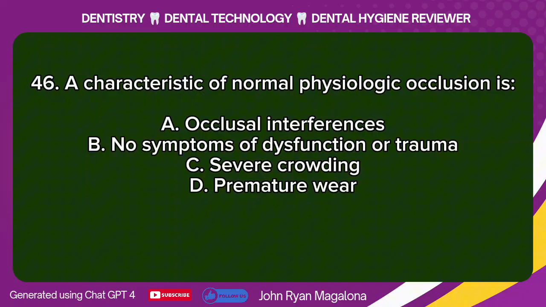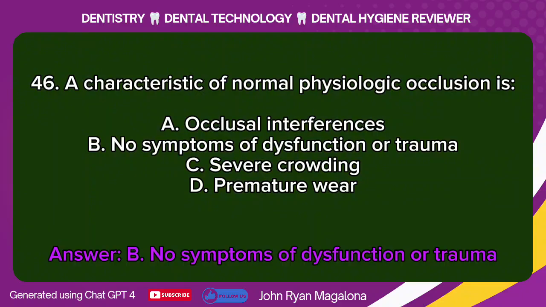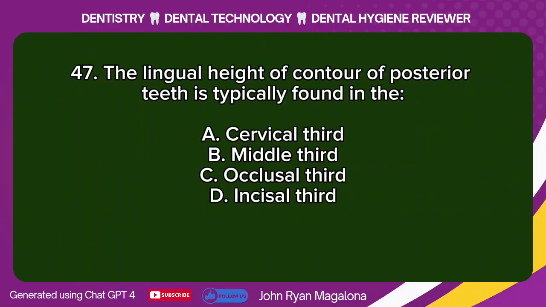46. A characteristic of normal physiologic occlusion is: A. Occlusal interferences. B. No symptoms of dysfunction or trauma. C. Severe crowding. D. Premature wear. Answer: B. No symptoms of dysfunction or trauma. 47. The lingual height of contour of posterior teeth is typically found in the: A. Cervical third, B. Middle third, C. Occlusal third, D. Incisal third. Answer: B. Middle third.